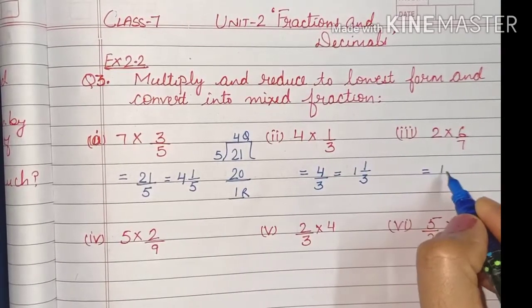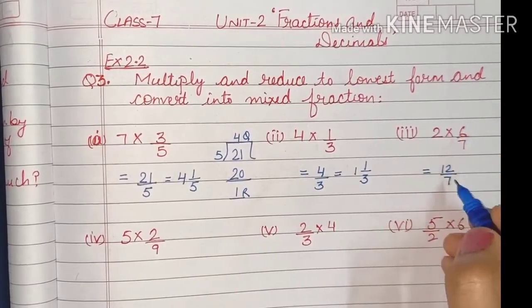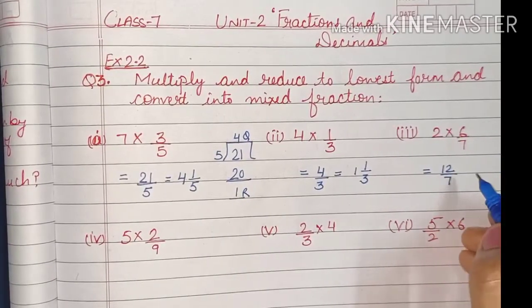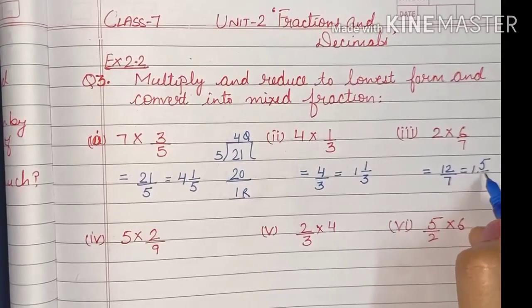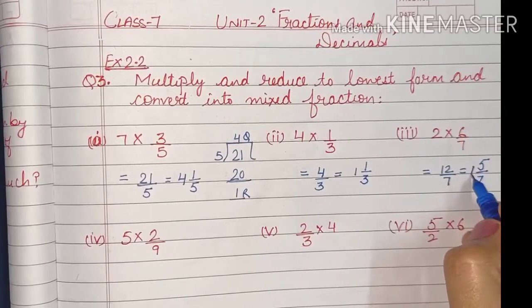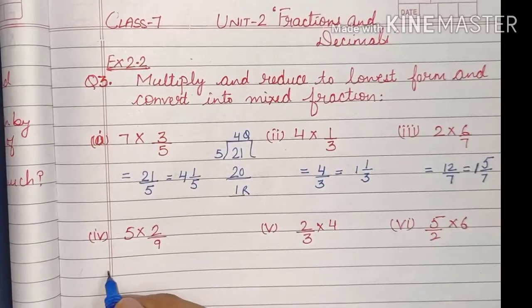So when we multiply, it is 12 upon 7. 2 6s are 12, 12 upon 7. And its mixed fraction is 1 and 5 upon 7. So 1 is the quotient, 5 is the remainder. So it will be 1 and 5 upon 7.